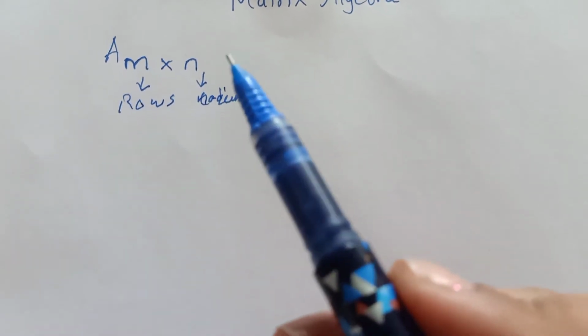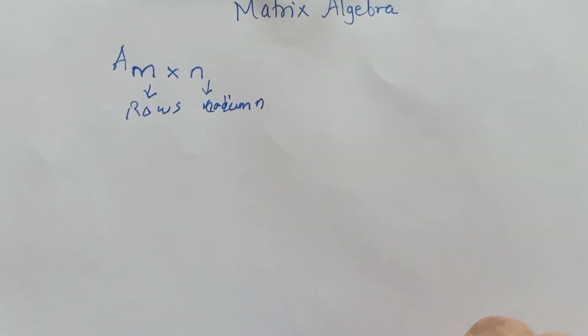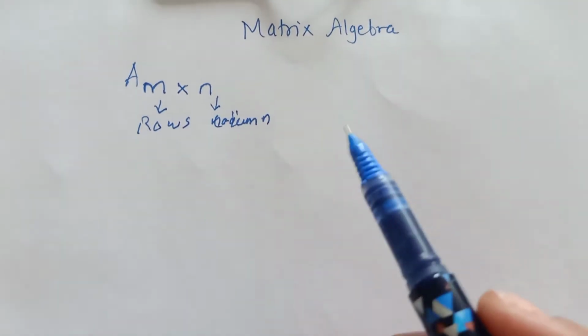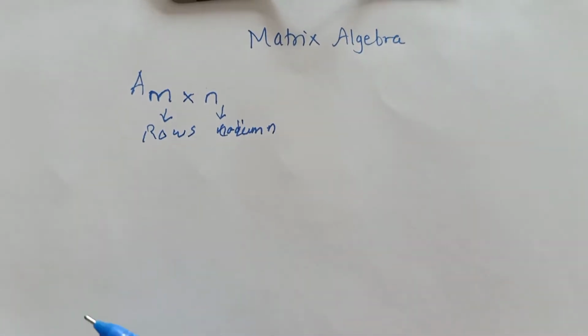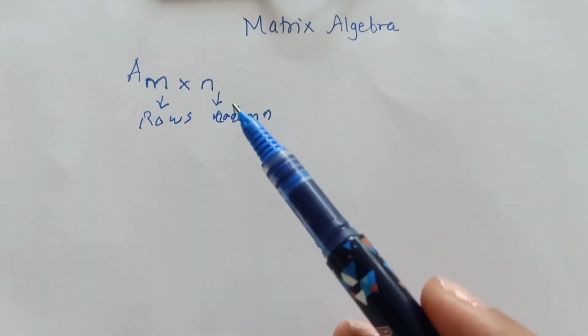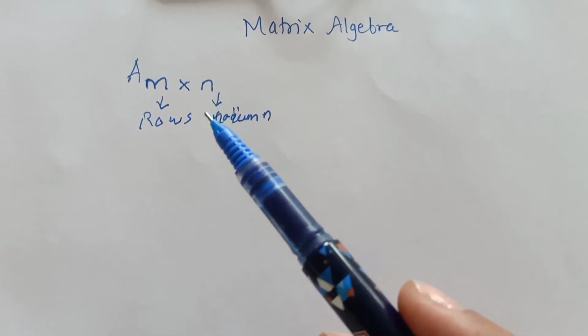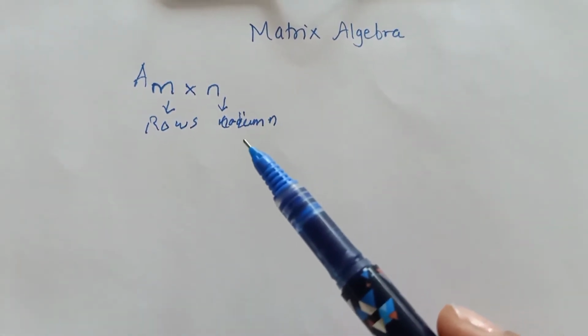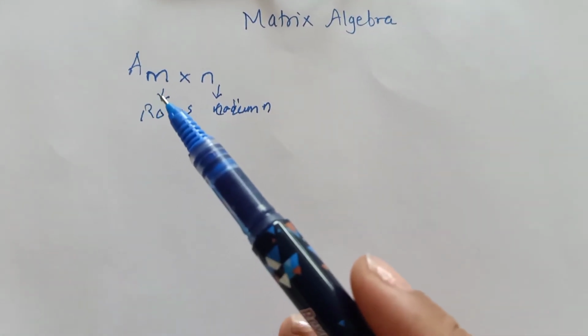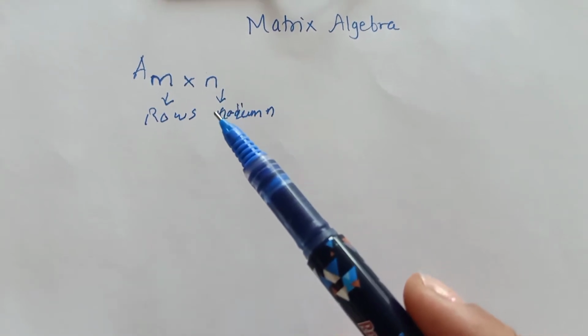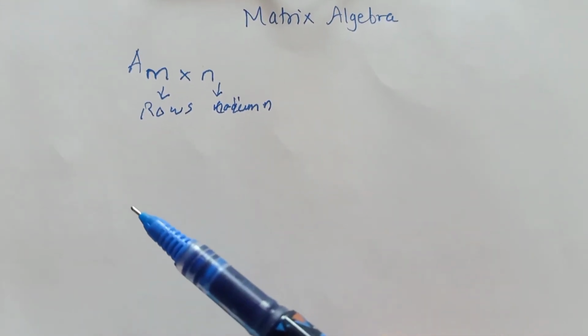If m is equal to n, then that matrix is said to be a square matrix. If n is 1, then it will become m cross 1, it means only one column and m rows, so that matrix is called a column matrix. If m is 1 and n can vary, then that matrix is called a row matrix.